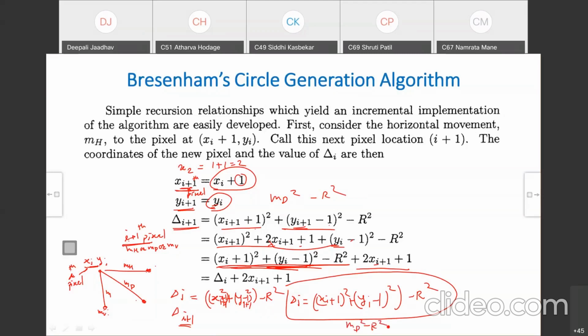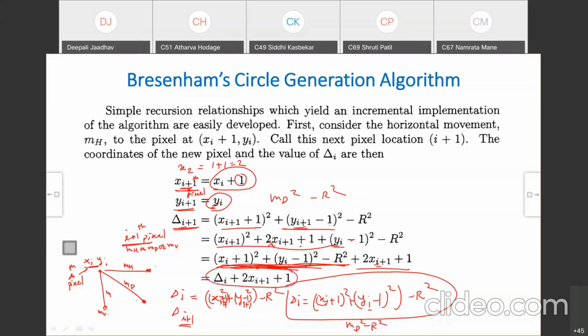So put that value here. Instead of I, we use I plus 1. Instead of this I, we put I plus 1 here. Why? Because we are calculating the I plus 1 delta. So by simplifying, we will get this equation. Now what is this? It is delta I plus 2xi plus 1 plus 1. So in that way, if the horizontal point is selected, the next point is calculated using this.